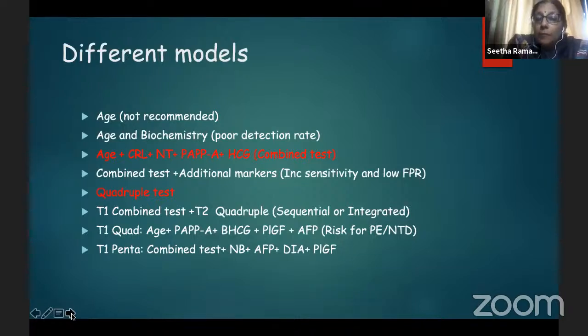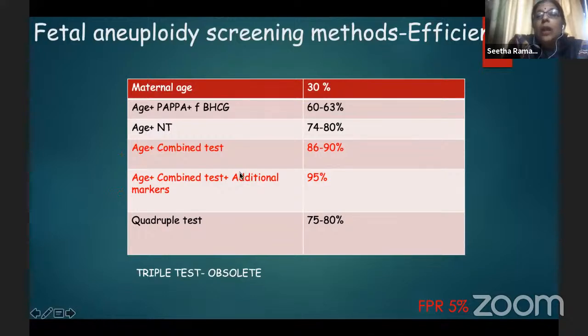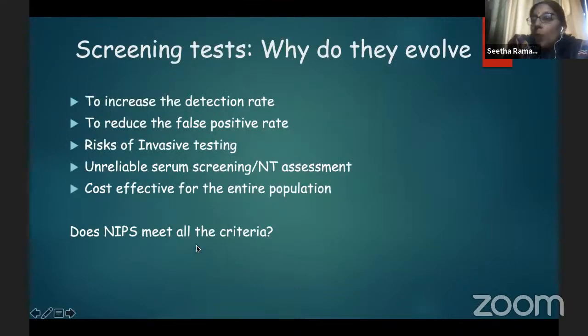So as we've seen, there are different models. I'm not going into the details. We have our combined first trimester screening. We don't recommend age alone, but the combined screening where we use PAPP-A and NT with the HCG will give you a sensitivity of about 86 to 90%. When you add additional markers like ductus venosus and tricuspid regurgitation, all for a false positive rate of 5%, it increases the detection rate. And of course, as Pooja said, the triple test should be thrown out of the window and should not be used anymore.